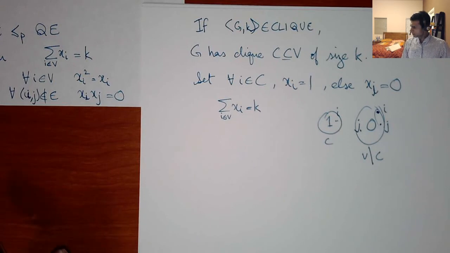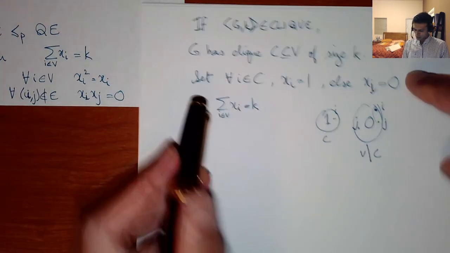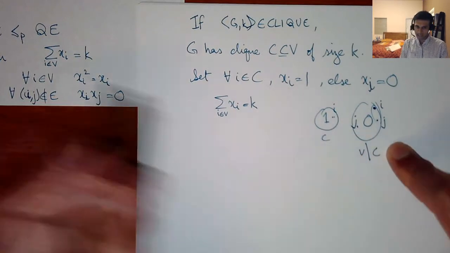So is that clear? And you should see it's easy to see the converse is also true. If you take a solution, then you simply take the 1s on one side and the 0s on the other, and the 1s will form a clique exactly by the same logic.